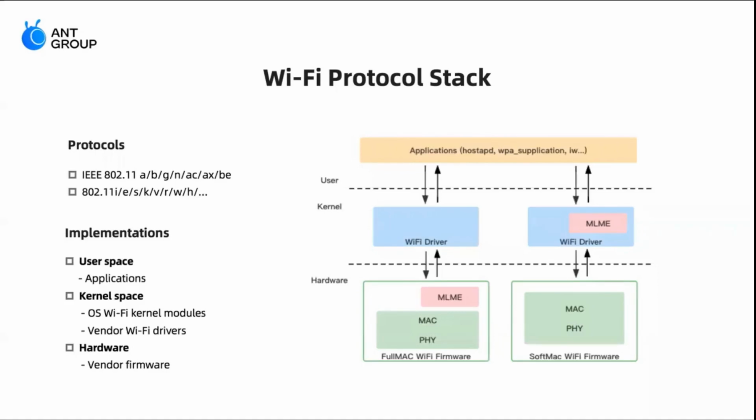Wi-Fi protocols are a set of 802.11 standards that are getting more and more complex, with many new features added as they evolve, such as mesh networks. Operating system and chip vendors implement the Wi-Fi protocol stack according to these standards. The Wi-Fi protocol stack consists of three parts: applications in user space, Wi-Fi kernel modules and vendor Wi-Fi drivers in kernel space, and firmware in the hardware.